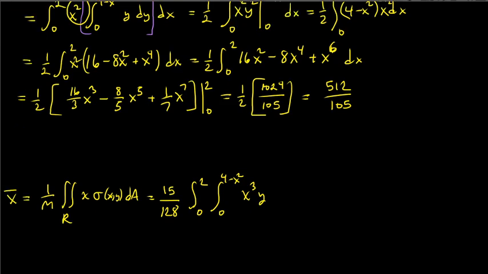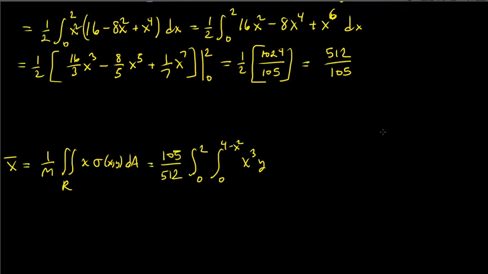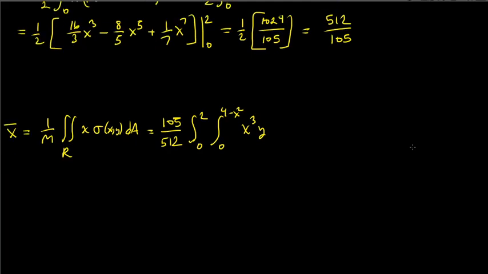Okay, so that means I also have to fix the constant here. The 1 over m is going to be 105 over 512. So that's an easy fix here. Hang on, 105 over 512. Okay, now I think we can proceed.